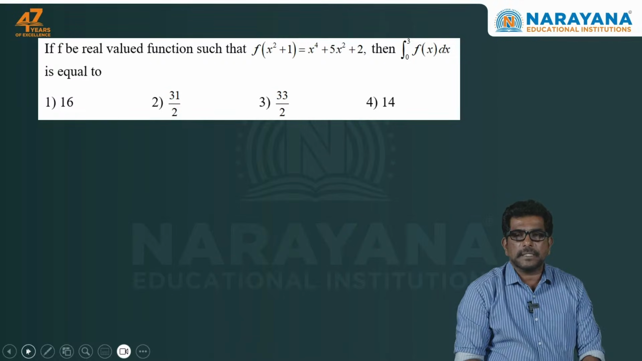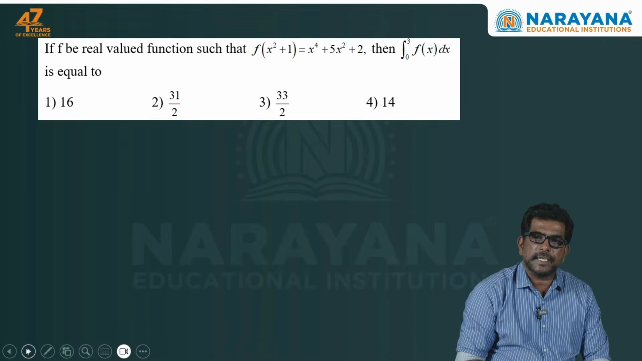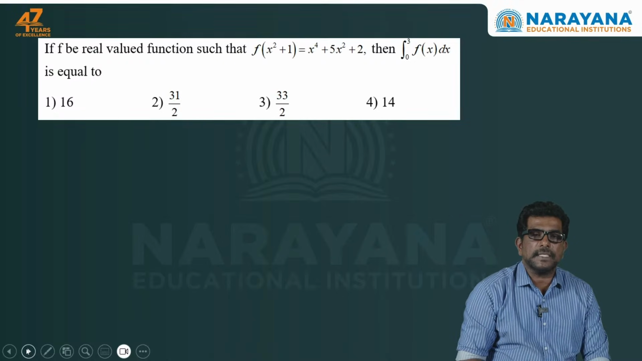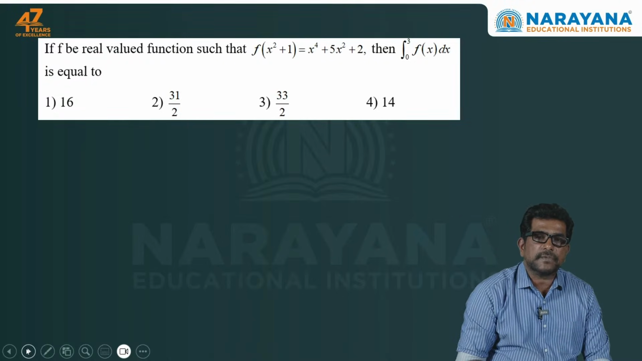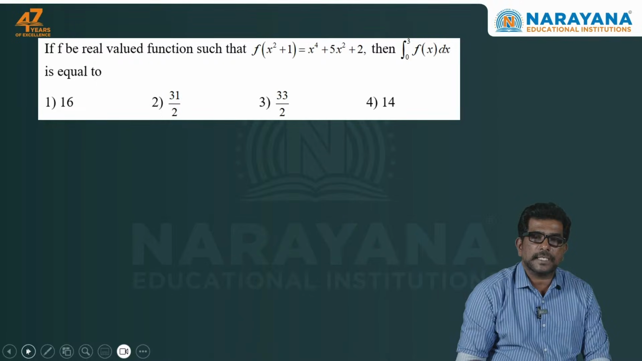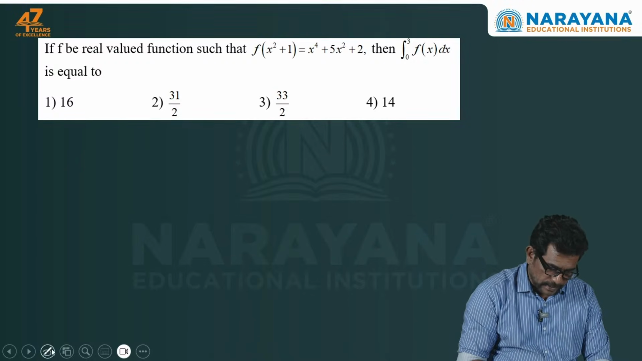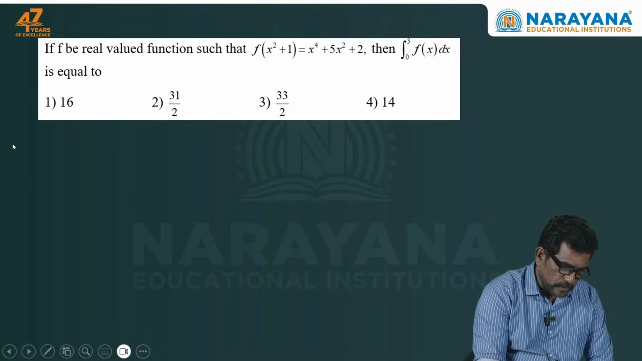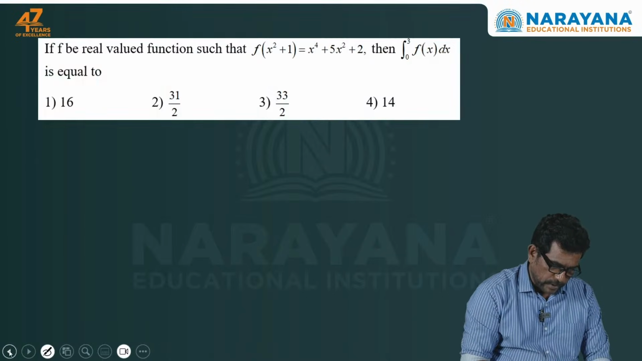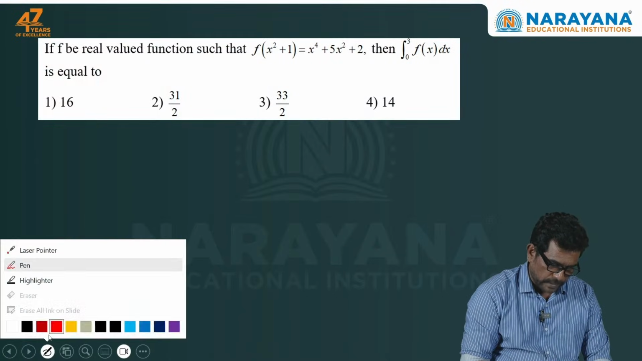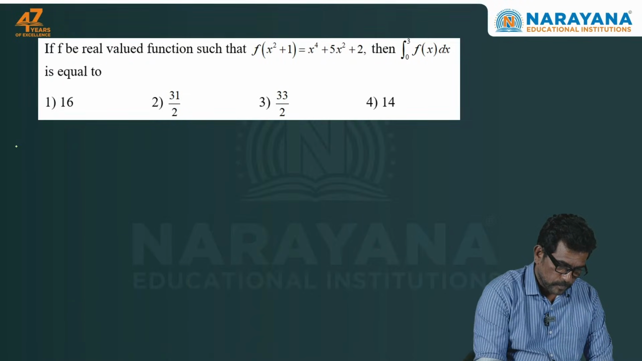The problem is related to the definite integration, and they have not given the function directly. Now the function is defined as f of x squared plus 1 is equal to x to the power of 4 plus 5x squared plus 2. Then they asked the definite integral 0 to 3 f of x dx. So in the solution, first we are trying to find out f of x.